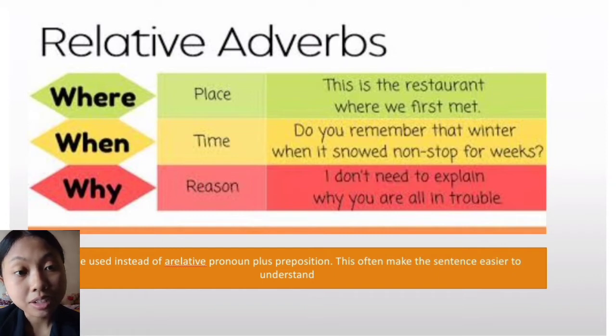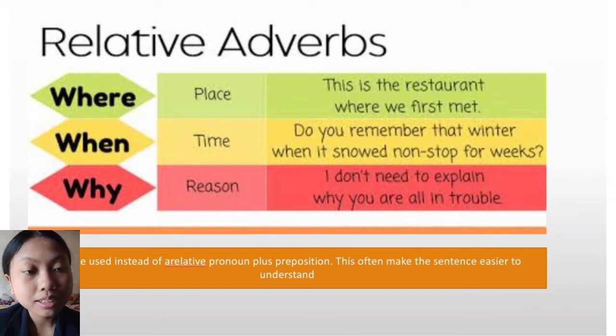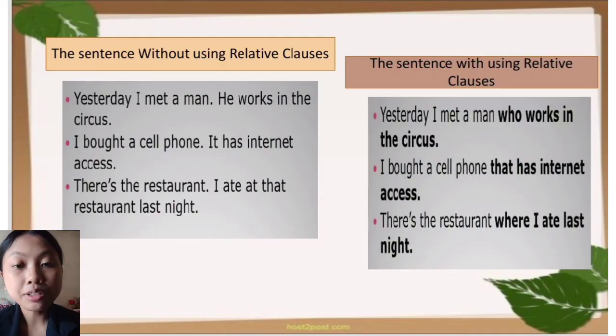And then there is when, which is used to point to a time. The example sentence is, do you remember that winter when it snowed non-stop for weeks? And then the last one is why, and it's about the reason. The example is, I don't need to explain why you are all in trouble. And then how to use relative clause in a sentence. Here we have some example sentences.